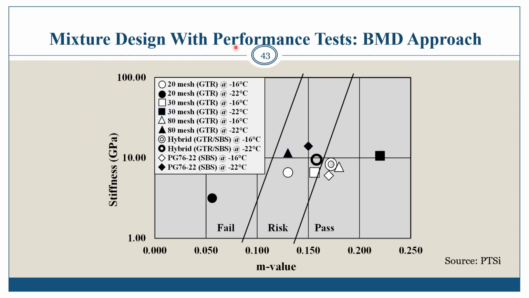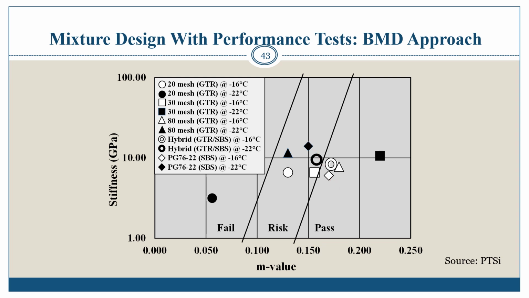This slide shows mixture testing on the 20 mesh, 30 mesh, and 80 mesh rubber that we mentioned earlier, as well as the hybrid and the SBS modified 76-22. In this case, you can see again that pretty much they all passed at -16, and they were somewhere in the risk area at the -22. This is an example of the hybrid. This is the example of the 76-22.